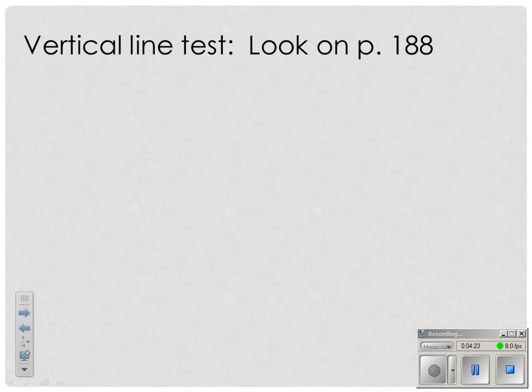So now let's look together at the checkpoint one at the bottom of the page. It's the shape of a parabola, and again, if you put any vertical line through that parabola, it's only going to intersect the curve in one spot. So that bottom one at the bottom of page 188 is also a function.